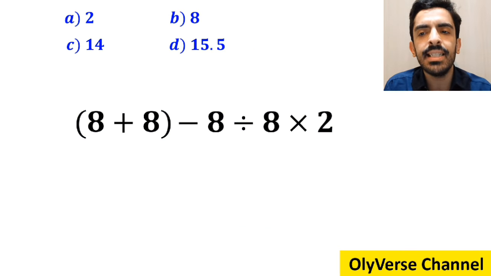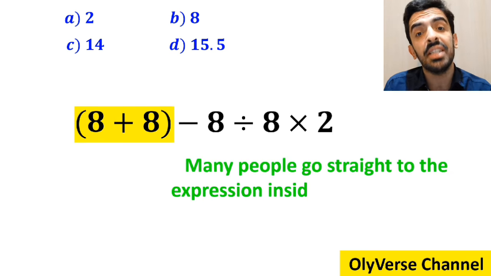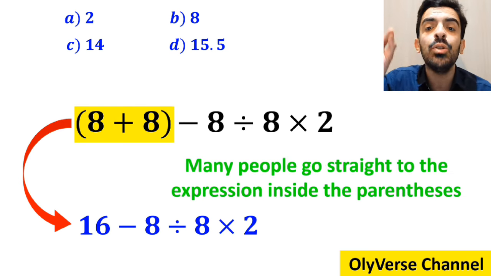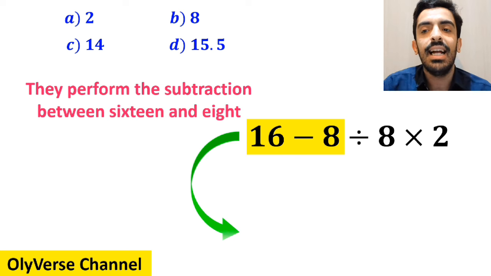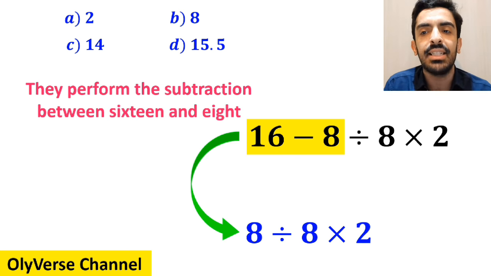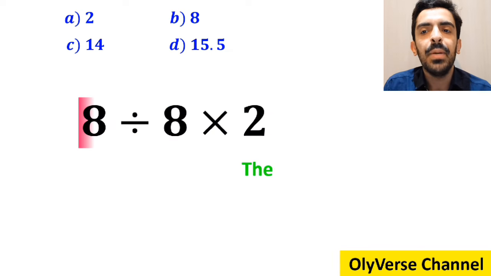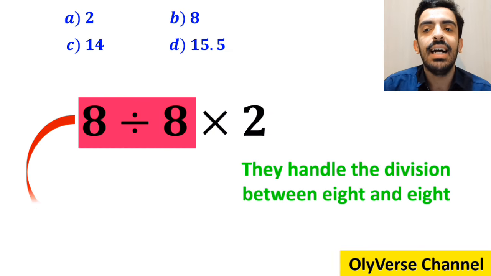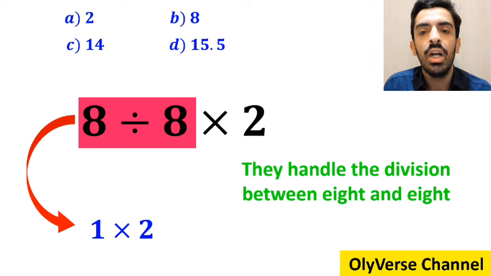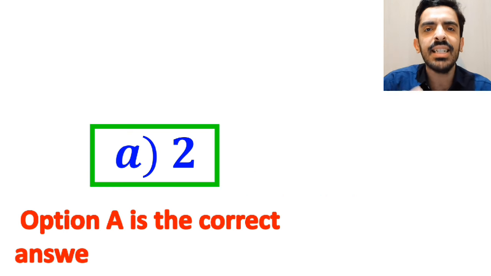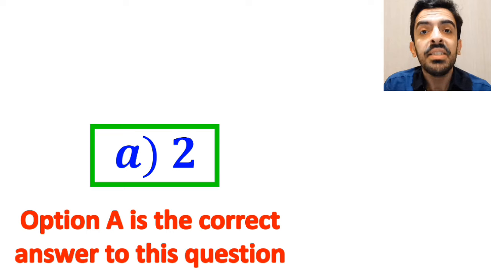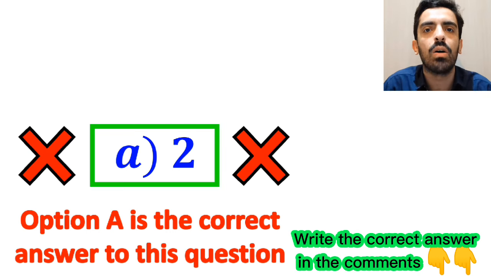In the first step, many people go straight to the expression inside the parentheses and simplify the whole expression to 16 - 8 ÷ 8 × 2. In the next step, they perform the subtraction between 16 and 8, simplifying this to 8 ÷ 8 × 2. In the final step, they handle the division between 8 and 8 and write 1 × 2, which gives them the answer 2. Then, without any hesitation, they quickly say that option A is the correct answer. However, this answer is absolutely wrong.